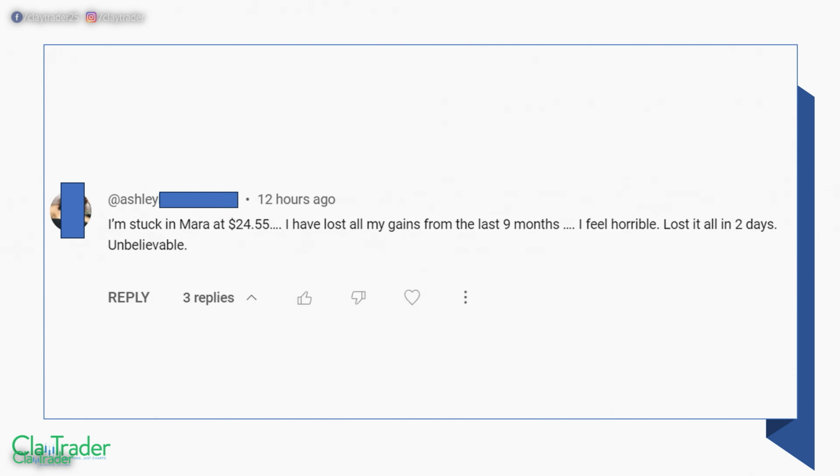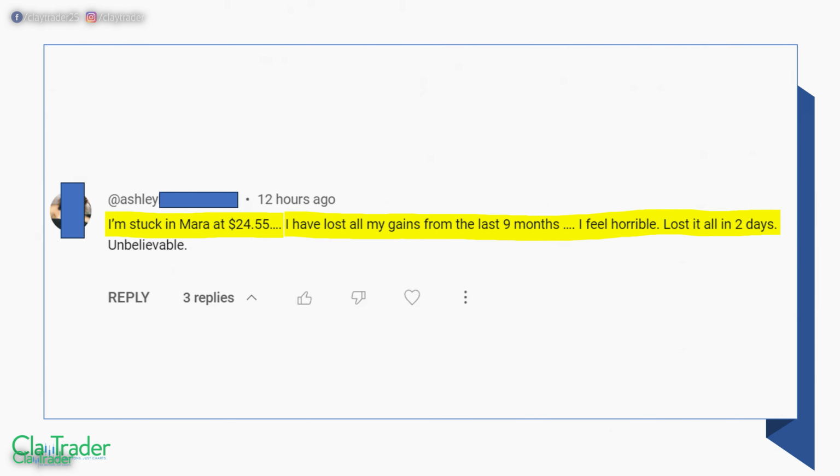And if you don't understand this, well, this is what could happen. So Ashley, and like I said, this is kind of an embarrassing story, and I wish her nothing but the best. So I wanted to block out everything, but I do want to be able to refer to the person. So Ashley says, I'm stuck in Mara at 24.55. Now this is a whole nother topic, but Ashley, with all due respect, you're not stuck.